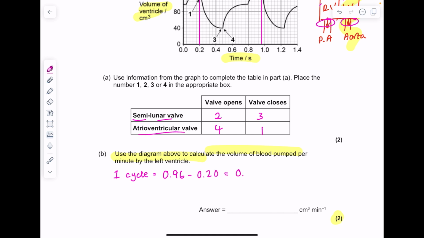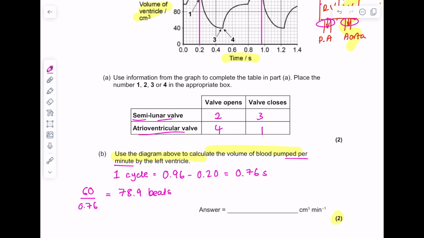To get the time of 1 cardiac cycle as being 0.76 seconds. Because we need the volume of blood pumped per minute, we need to find out how many heartbeats took place. So we do 60 seconds divided by 0.76, which is the time for 1 heartbeat, 1 cardiac cycle. So we know that 78.9 beats took place per minute.